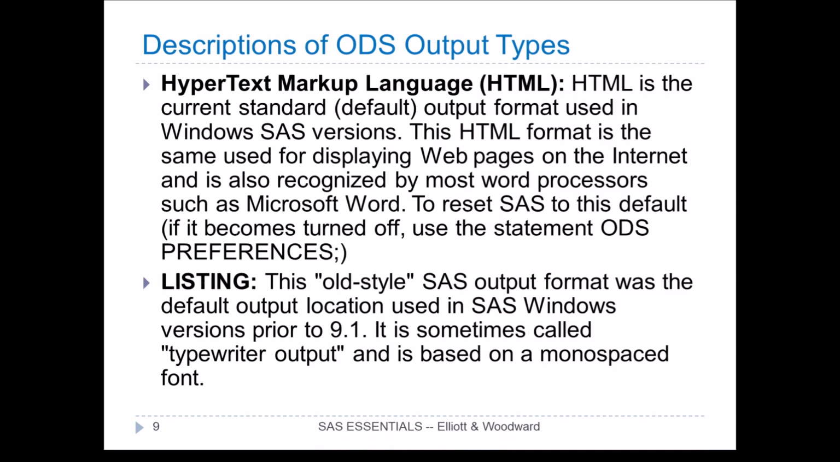Listing is an old style SAS format that used sort of a monospaced font, sort of like a typewriter font, and it was used in early versions of SAS.